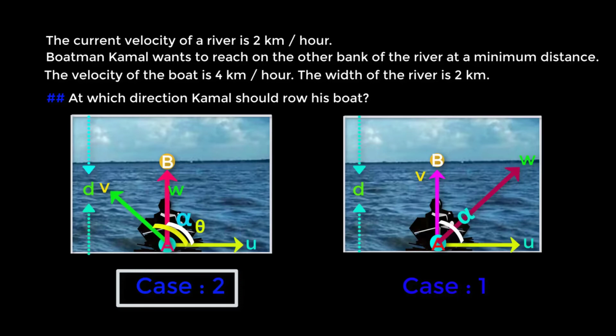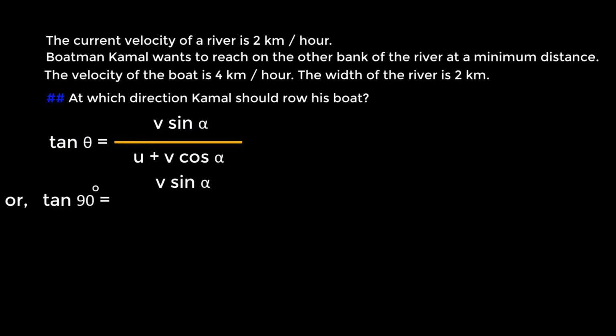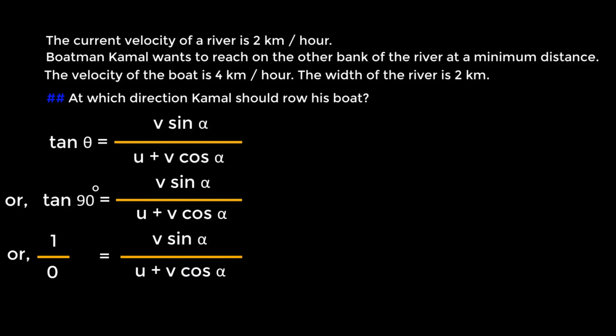If we put the value of u equals 2 km per hour, v equals 4 km per hour, and theta equals 90 degrees here, then we get tan 90 degrees equals v sin alpha over u plus v cos alpha. We know that the value of tan 90 degrees is undefined. We also know that something over 0 equals undefined. So we can write 1 over 0 instead of tan 90 degrees.